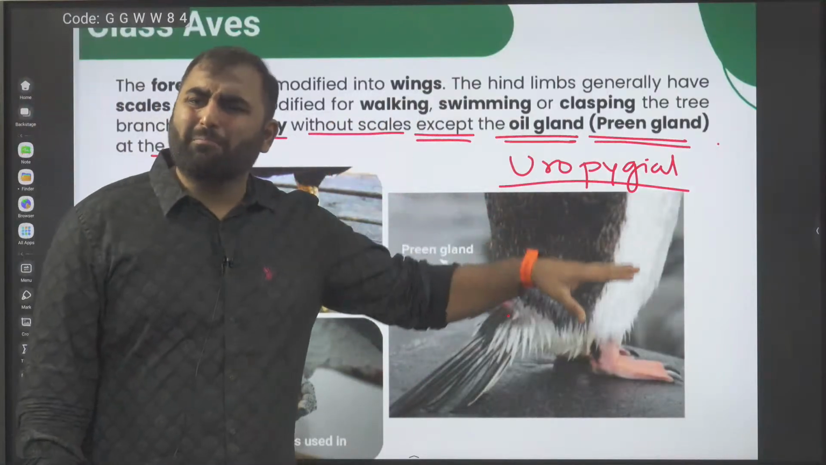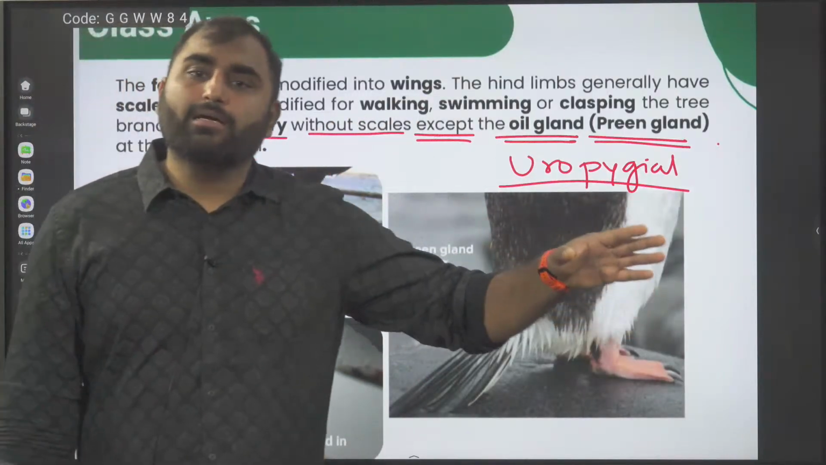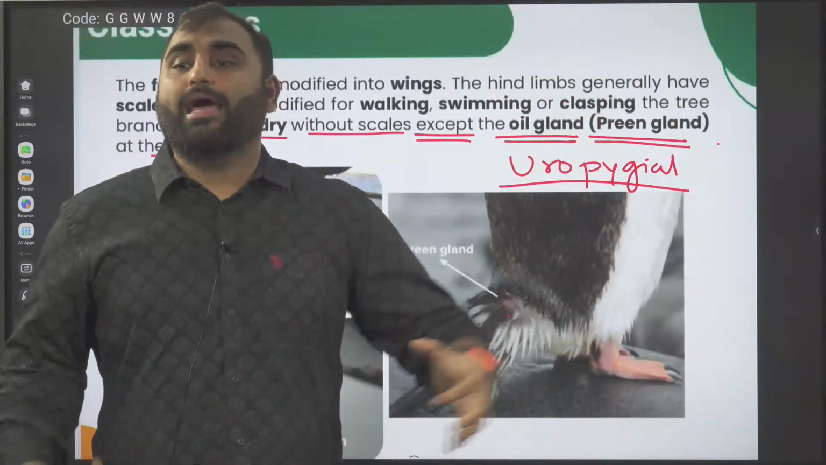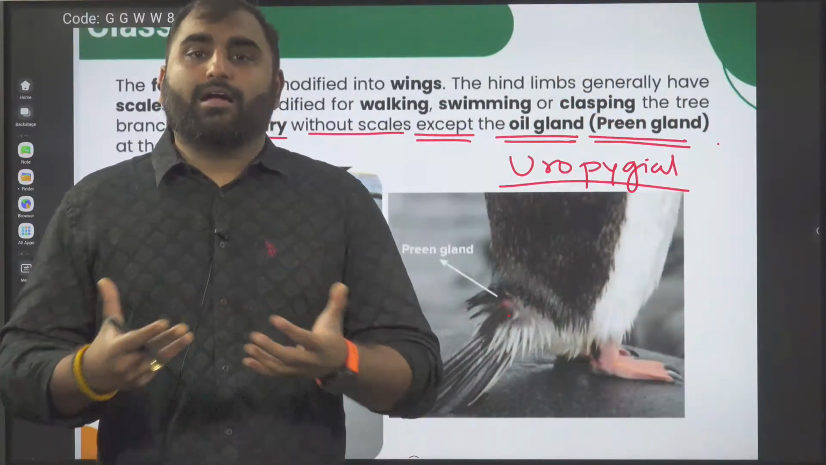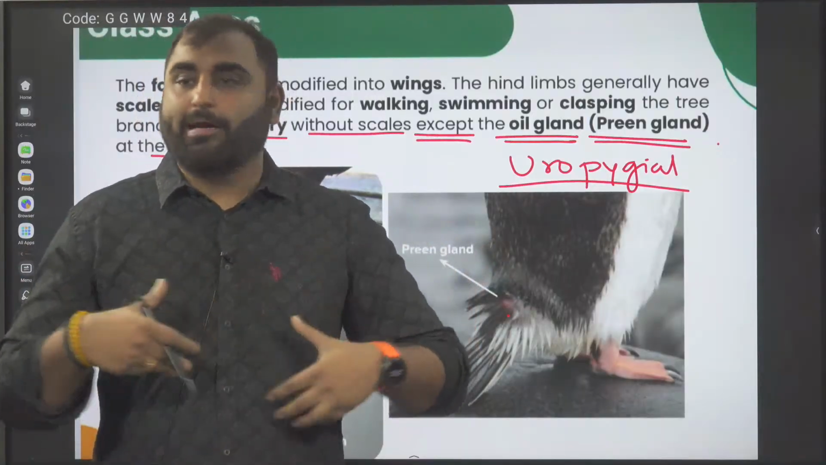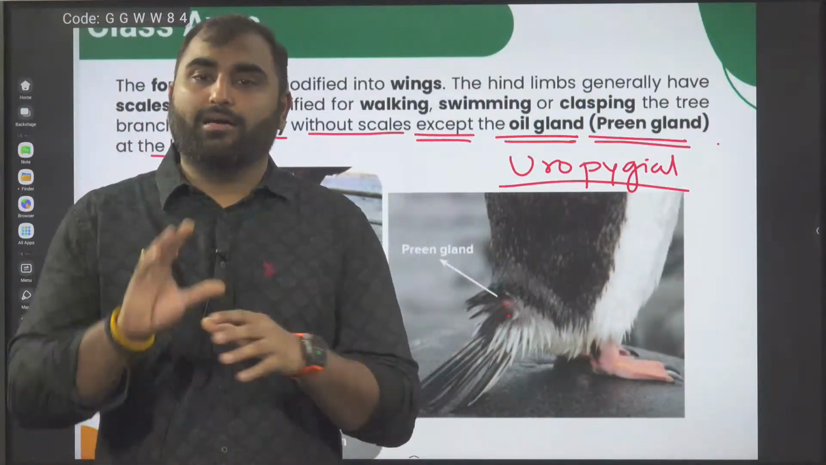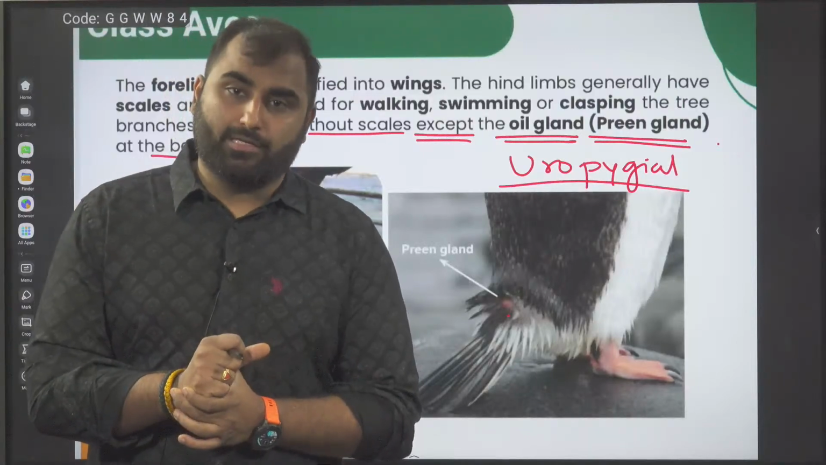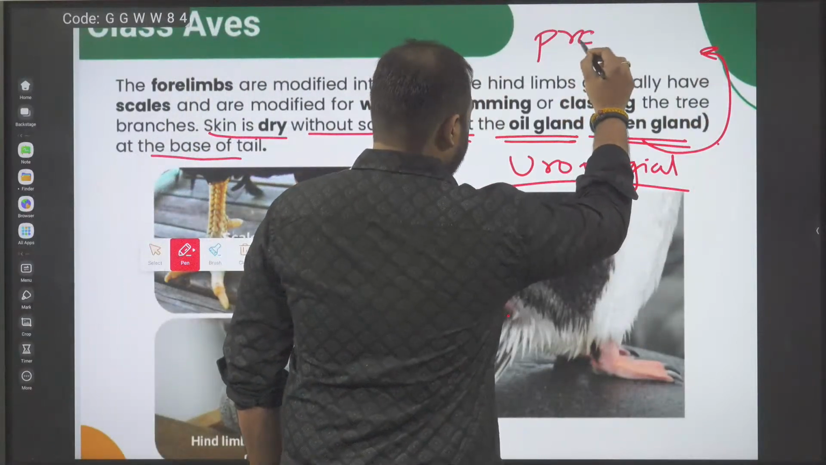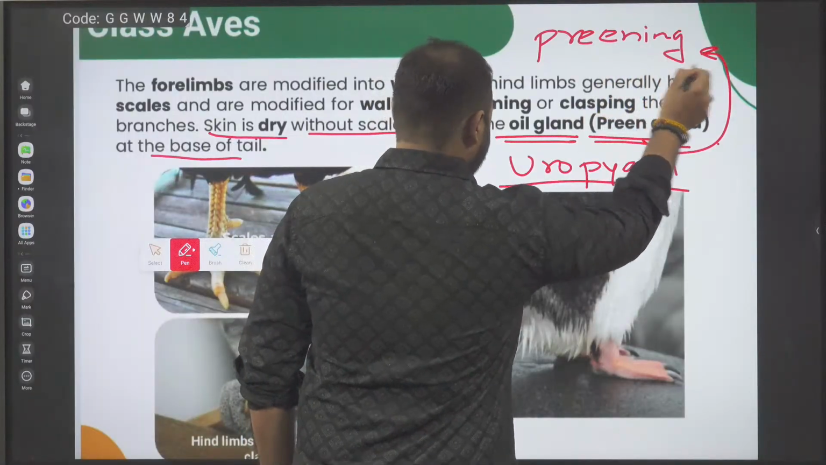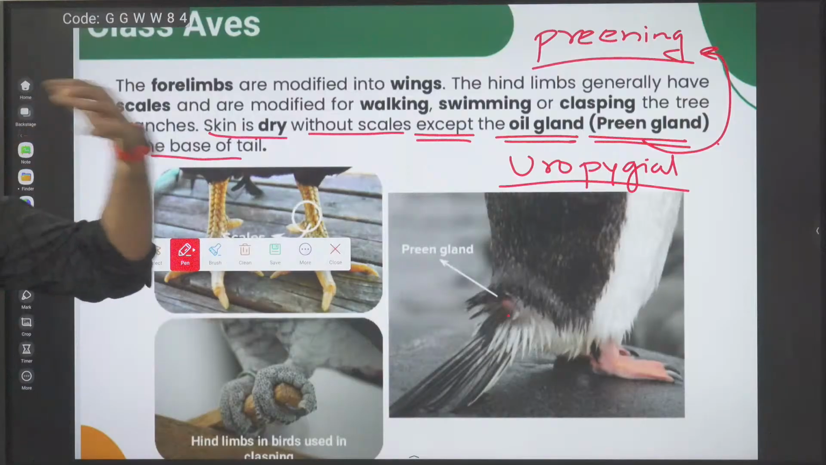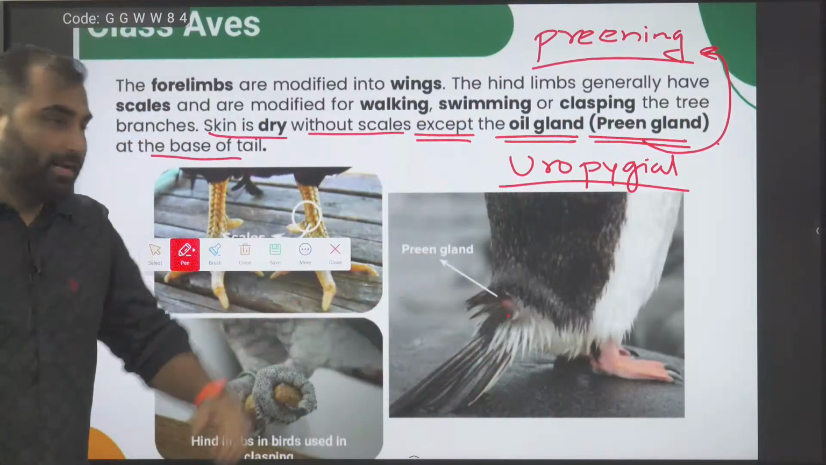Many times in many PYQs of AIIMS and AIPMT, they have asked this point. So the oil gland, preen gland, is very important. The oil is basically applied on the beak, and then they spread it on their feathers. And that conditioning is called preening of the feathers. What is that called? Preening. Applying the oil on the feathers through the oil gland is called preening.